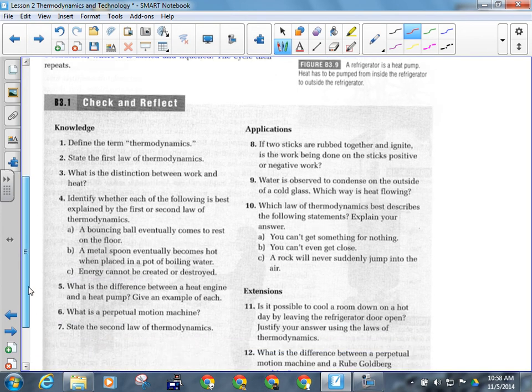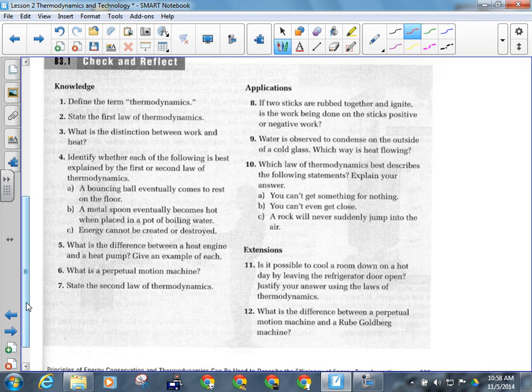Alrighty, so you got some check and reflect questions here that I want you to answer. All right, and in fact, I want you to answer all of them. Okay, all of these questions here. Okay, because I've actually asked questions like this on the written portion of this exam in the past. Okay, so I'll give you a few minutes on those and then we'll go over them together.